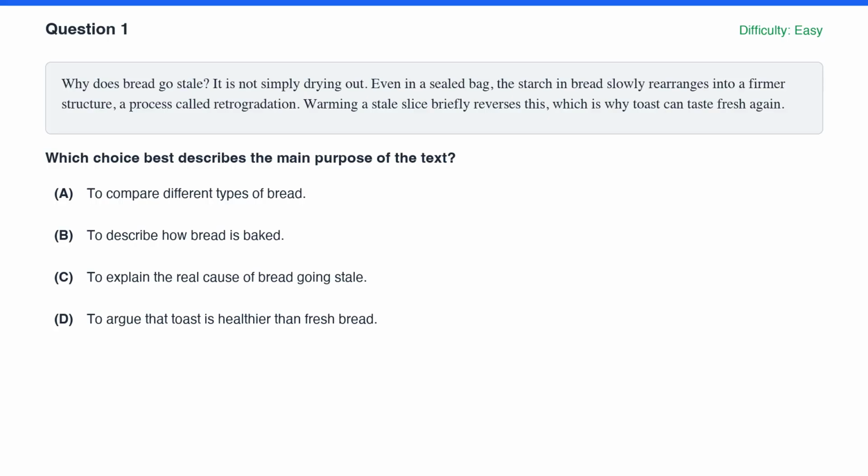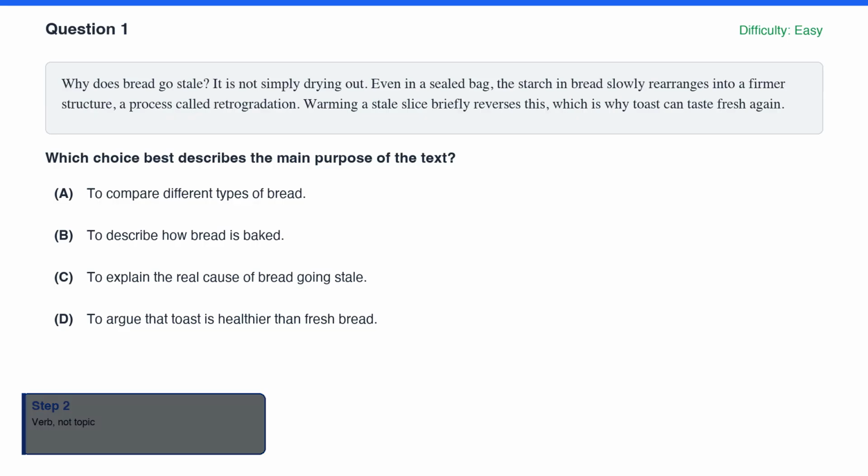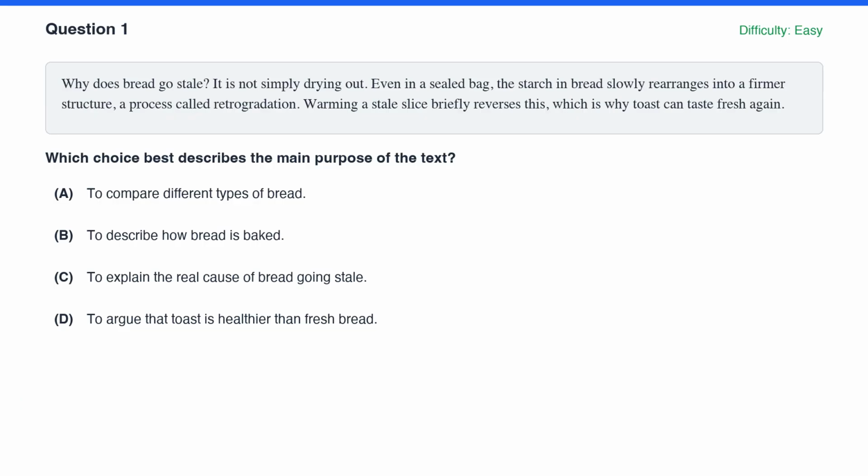The passage asks why bread goes stale, knocks down the obvious guess that it's just drying out, and then explains the real mechanism, the starch rearranging, a process called retrogradation. Step 1. Name the job. The stem says main purpose of the text, so this is the whole passage. Write whole. Step 2. Verb, not topic. What does the author do? Pose a question, correct a myth, and explain the true cause. The verb is to explain, specifically to explain why bread really goes stale.